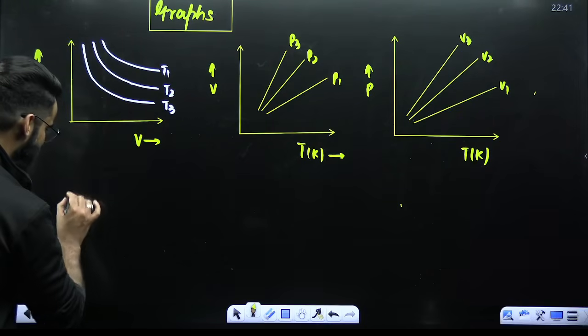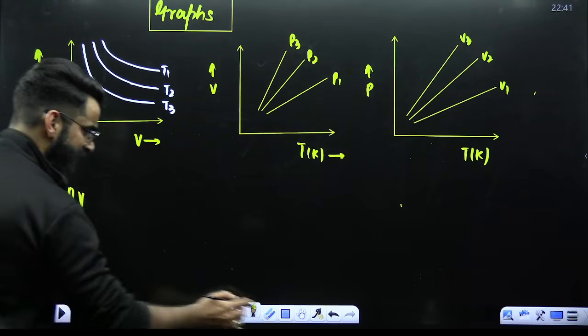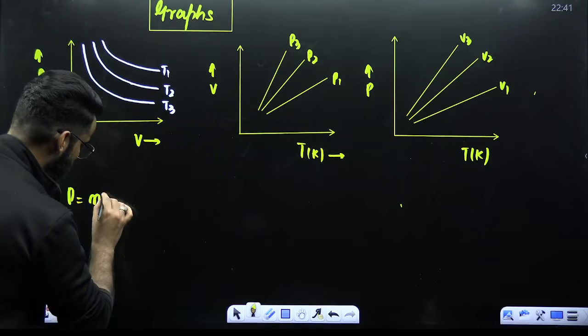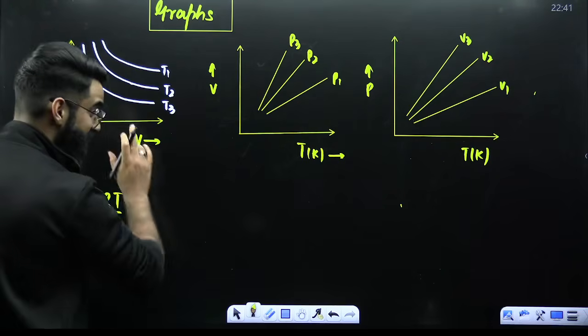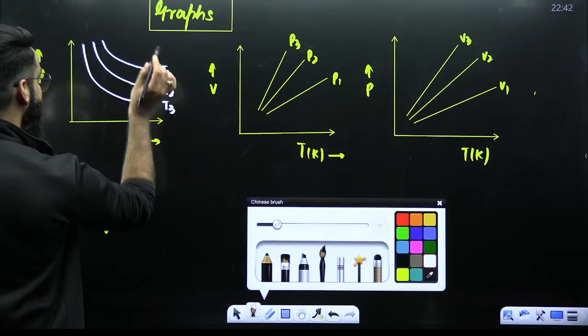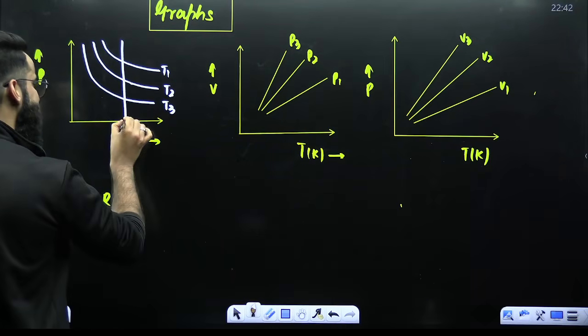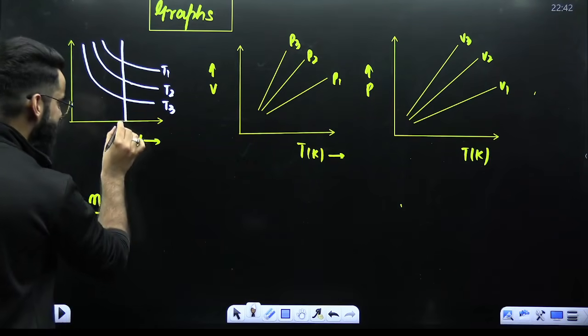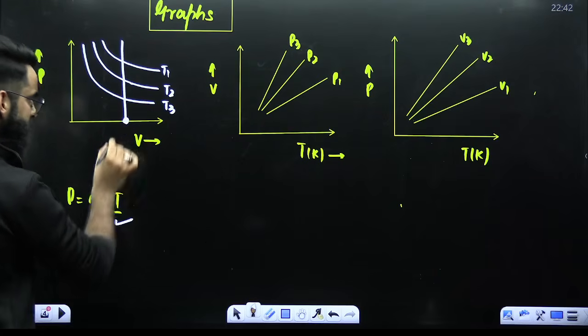My dear students, as per your ideal gas equation, PV is equal to nRT, or I can say P is equal to nRT divided by V. This question can be asked in physics as well. Now, understand what I'll be doing. First of all, I'll be drawing a straight line, okay? After drawing a straight line, I'm keeping basically volume constant, okay?